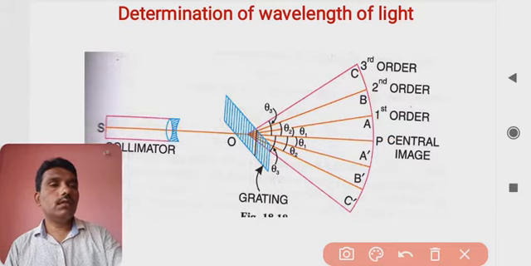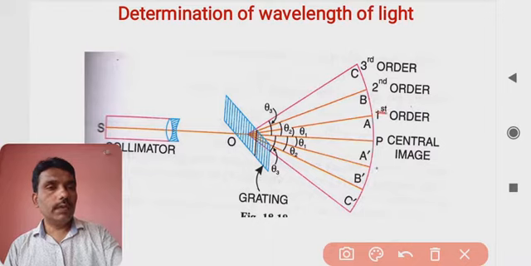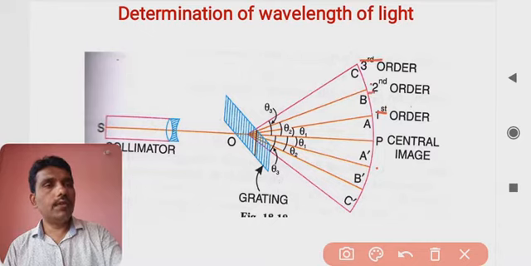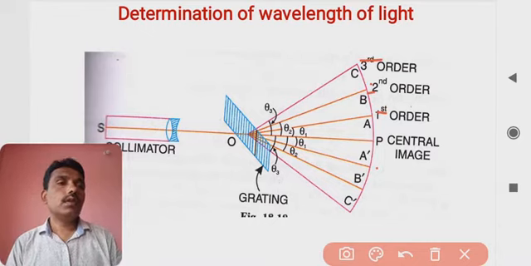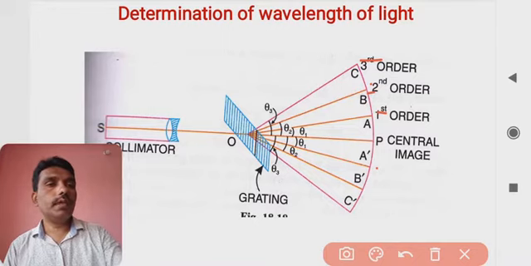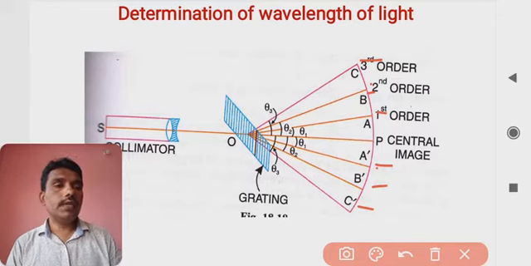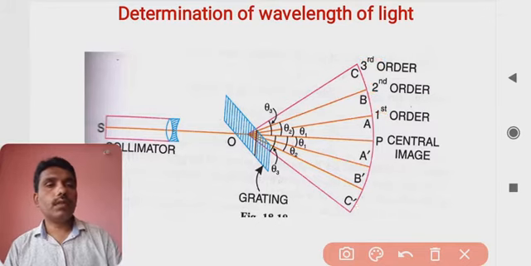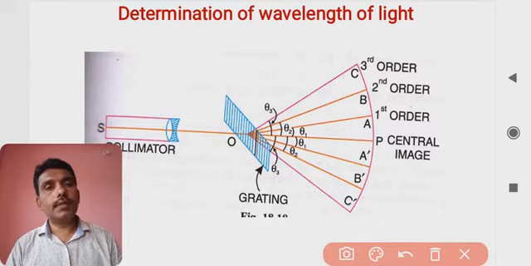On the left side and the right side there are bright points, first order, second order. A, B, C are the first order, second order and third order bright maxima. Similarly on the other side, on the left-hand side, they are A dash, B dash and C dash. And this is how the experimental setup is.